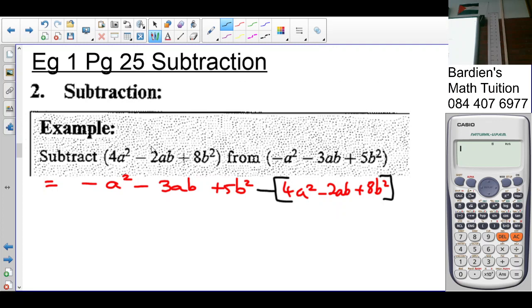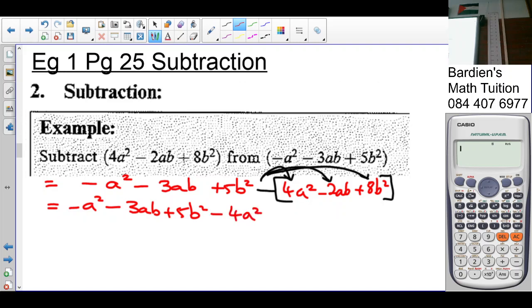Example 1. Right, so what do we do now? We remove the bracket before we can add like this. So we multiply in, what do we get? Firstly negative a squared minus 3ab plus 5b squared. So what's negative times positive? Negative 4a squared. What's negative times negative? Positive 2ab. What's negative times positive? Negative 8b squared. You all agree with that?